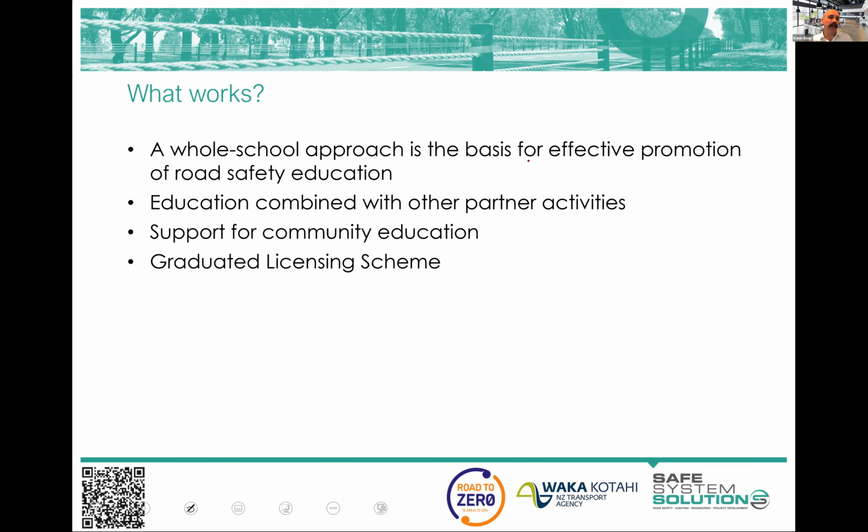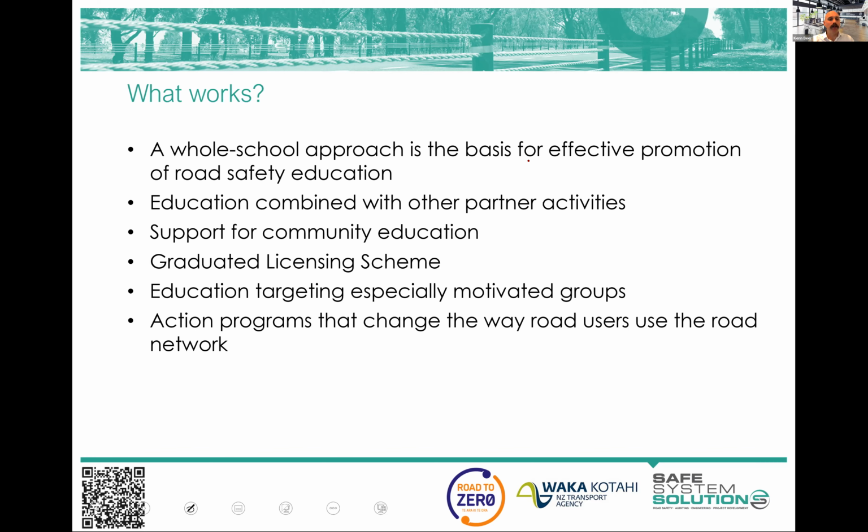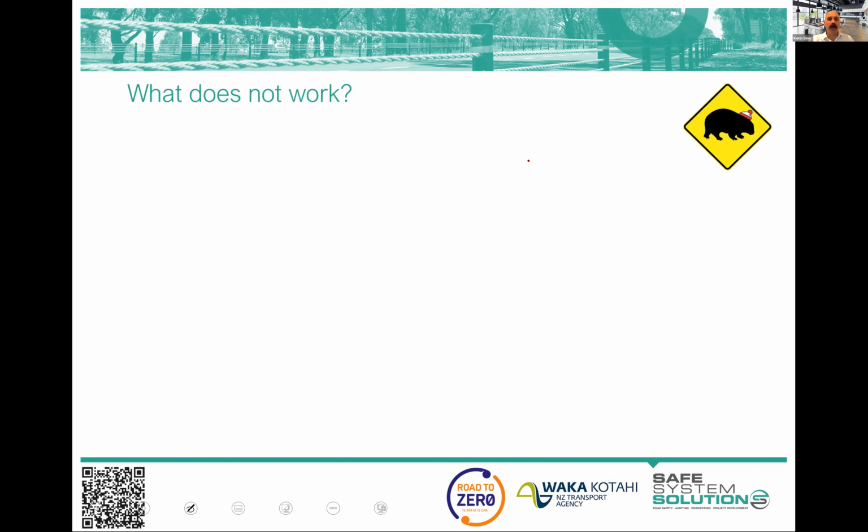Now, graduated licensing is really good. That's where you have restrictions on drivers as they enter into the system and ease those restrictions as they go. I'll show you a graph on that shortly. And education targeting, well, parents basically, especially motivated groups, and action programs. And again, I'll talk a bit more about that. But what doesn't work? I've covered quite a few of these.